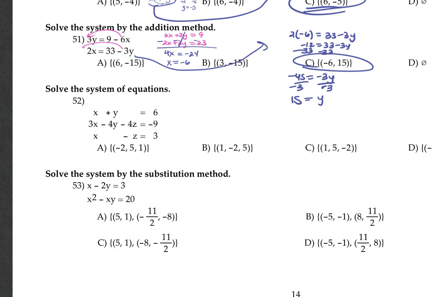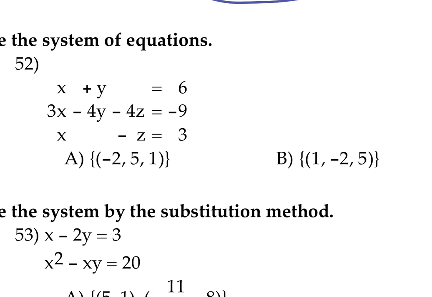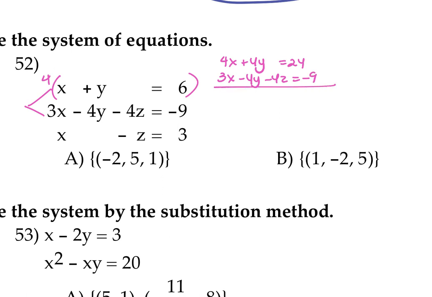For 52, this is your three variable. So I want to make sure I can find two equations by canceling out the same variable. If I were to cancel, let's say I grab row 1 and row 2, I can only cancel the x's or the y's because the z's already gone. So if I multiply this by 4, I get 4x plus 4y equals 24. And then I add that to 3x minus 4y minus 4z equals negative 9. 7x, these cancel, minus 4z equals 15.